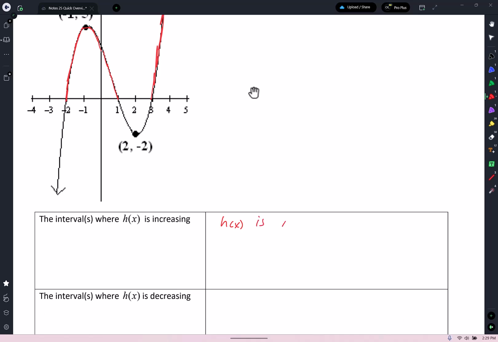H of x is increasing on parenthesis negative 2 comma all the way to 1. Technically, I should put brackets, but today's one of those days where I don't want to. Okay, I'll just leave it. H of x is increasing on negative 2 to 1 and 3 to infinity, since h prime of x is positive on those specific intervals.